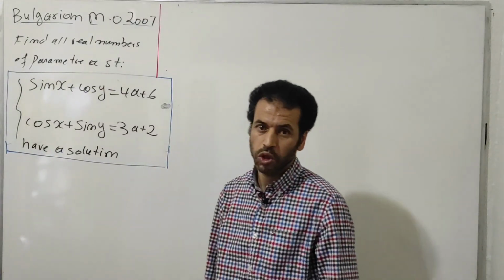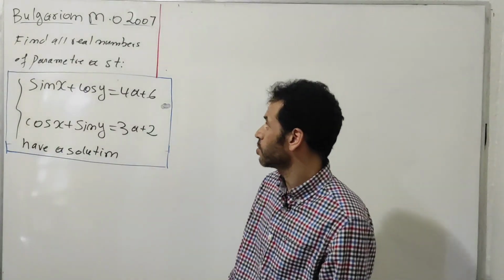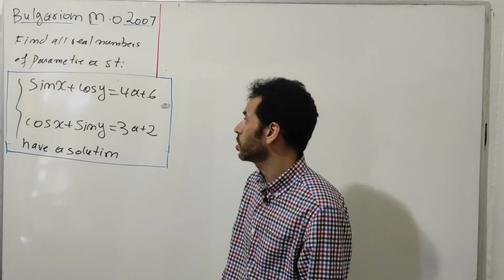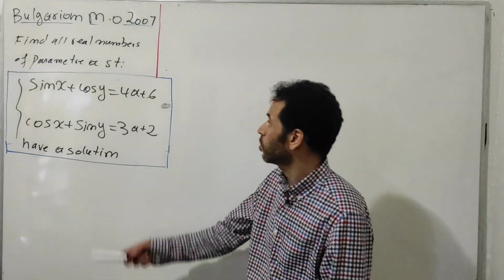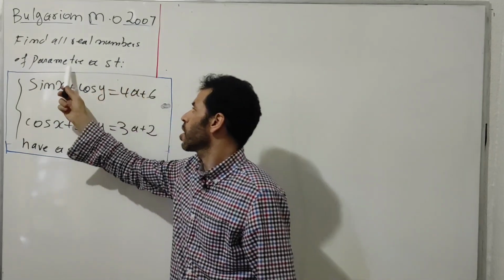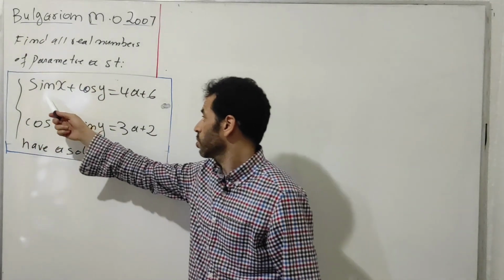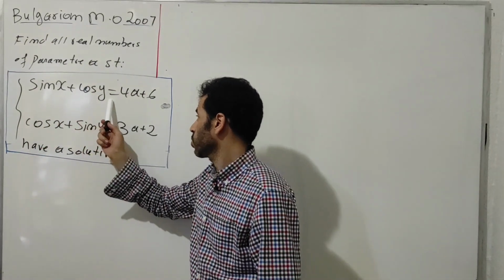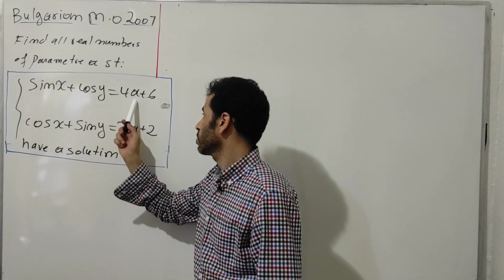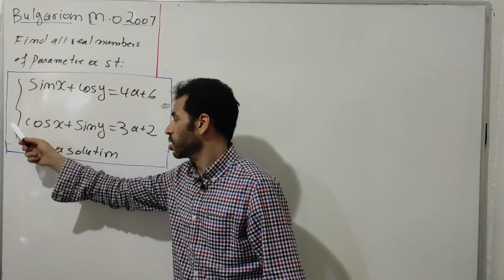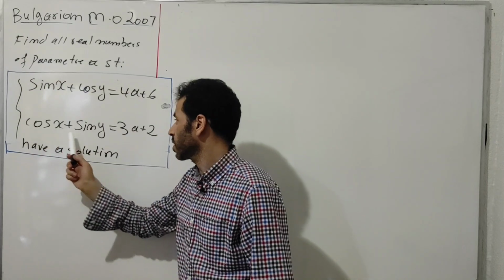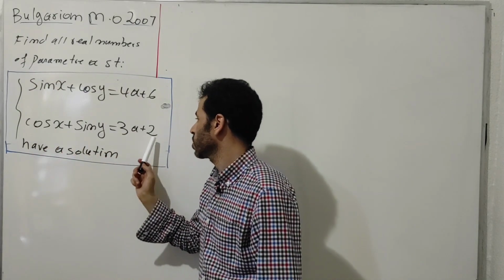In today's video, I would like to introduce a very nice problem of the Bulgarian Mathematical Olympiad, edition 2007. Find all real numbers of parameter a such that we have the following equation system. We have sine x plus cosine y equals 4a plus 6. The second equation, we have cosine x plus sine y equals 3a plus 2.